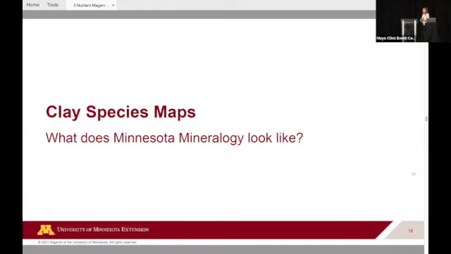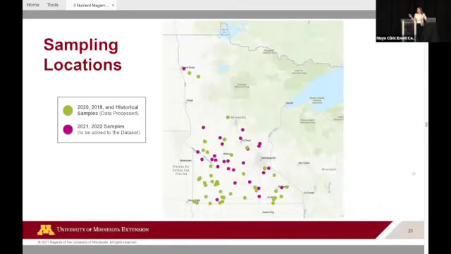So first, looking at what we have mapped. What does our Minnesota mineralogy look like? Once again, I want to remind you that this map is going to be better for the southern half thus far. We will improve the map, and it will use other covariates across the whole state so that we can map better northern areas where we don't have as many samples.